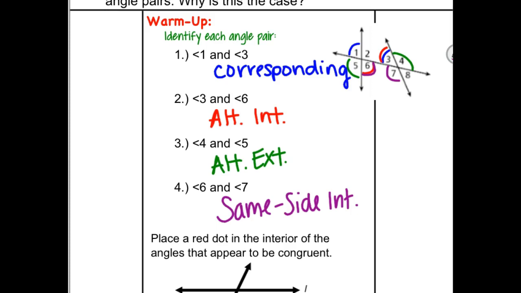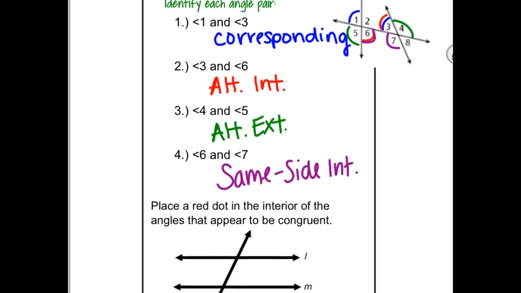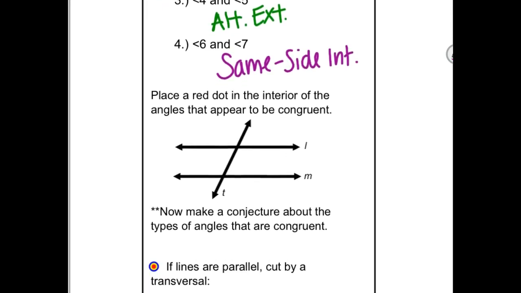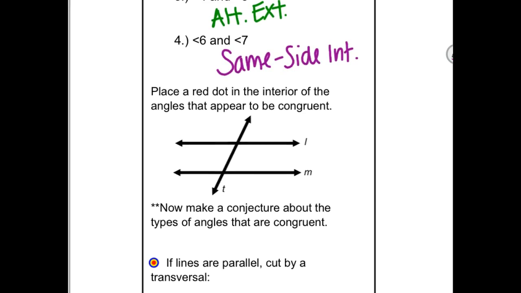Today we're going to start making that case for, well, what if they're parallel? So if we look here, I want to place a red dot in the interior angles that appear to be congruent. I know that this one and this one appear to be congruent, and I think this one and this one also appear to be congruent. We know that this one and this one are vertical, and this one and this one are vertical. So I would like to make a conjecture about the types of angles that are congruent. We're going to do that right now.